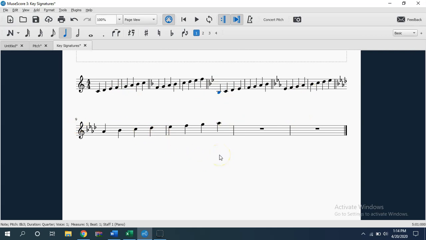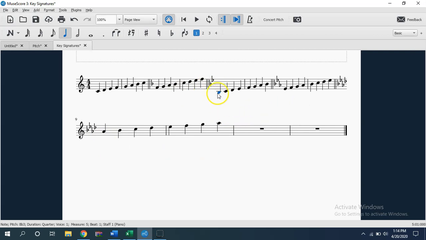Now, how do we know the names of those scales? Well, the one obvious way to know it is the name of a major scale is going to be the exact same thing as the first note in the scale. So C, F, B flat, E flat, A flat. Easy. But what if we're given just the key signature and we need to know what scale it is?